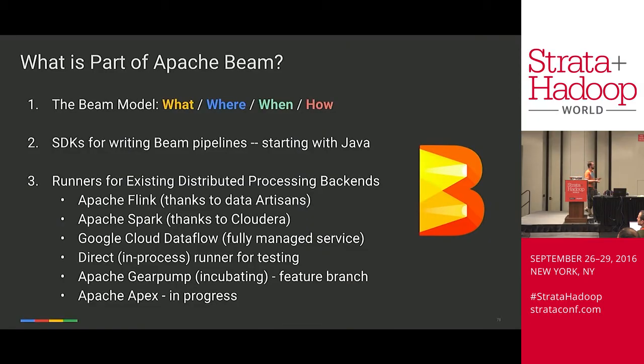And then it's a set of runners for executing pipelines written in Beam on various distributed processing backends. So we came out of the gate with Apache Flink, thanks to Data Artisans, Apache Spark, thanks to Cloudera, and also, of course, Google Cloud Dataflow, a managed service. Because really, the SDK I talked about in 2 was basically the SDK from Google Cloud Dataflow that we donated to the Apache Foundation.